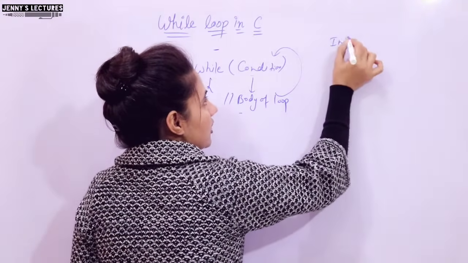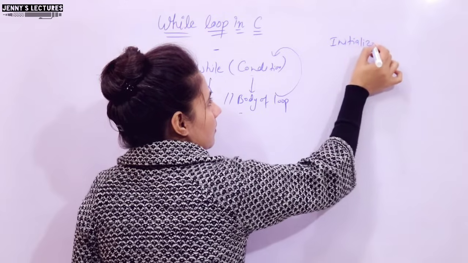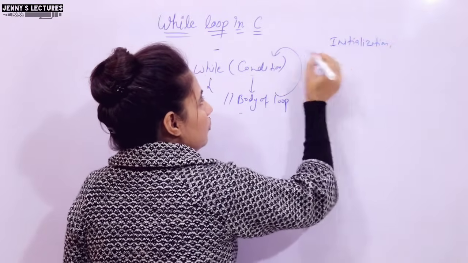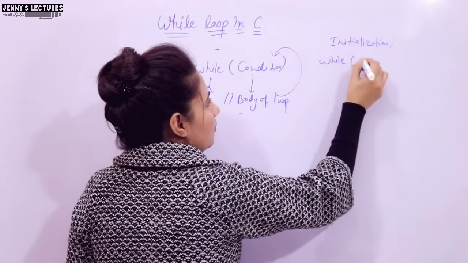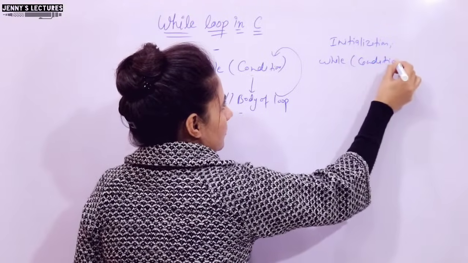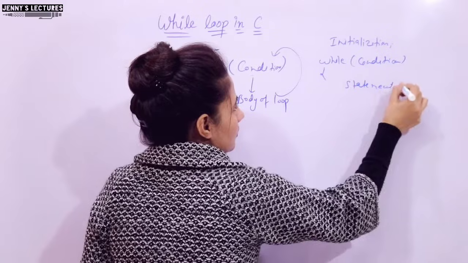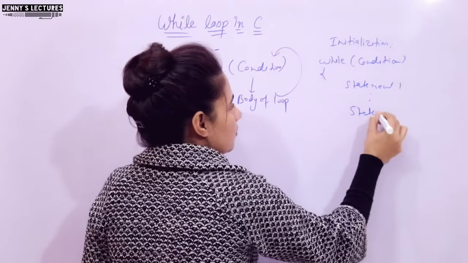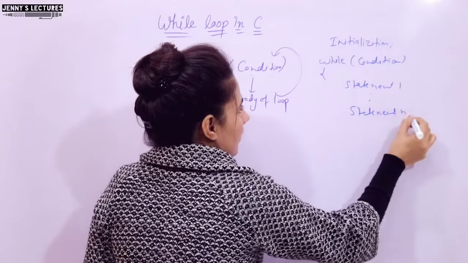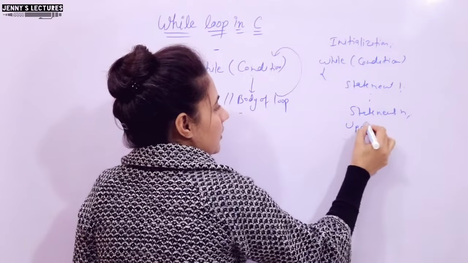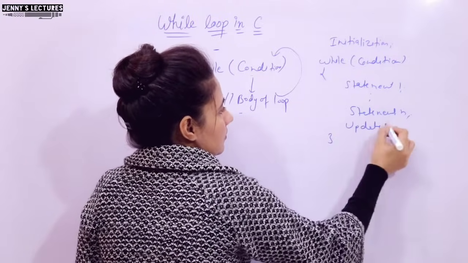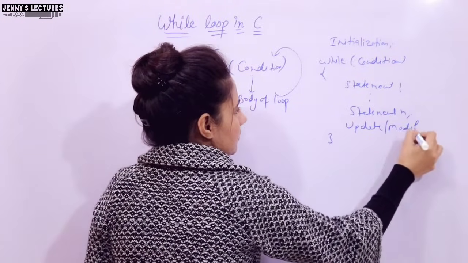Here only we will do initialization before starting, then while loop. In this, here we will put some condition, and here some statements you want to execute up to statement n, suppose, and after that we will write that update expression, update or modify.